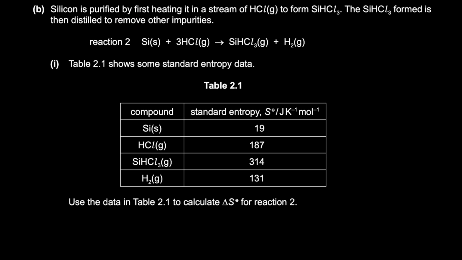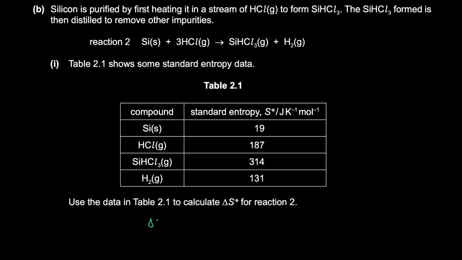Silicon is purified by first heating it in a stream of HCl to form SiHCl3. The SiHCl3 formed is then distilled to remove other impurities. Table 2.1 shows some standard entropy data. Use the data in table 2.1 to calculate the standard entropy change for reaction 2.